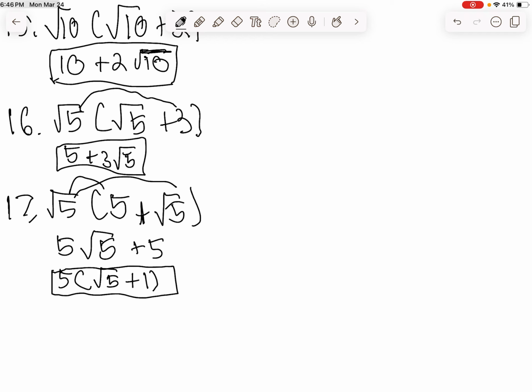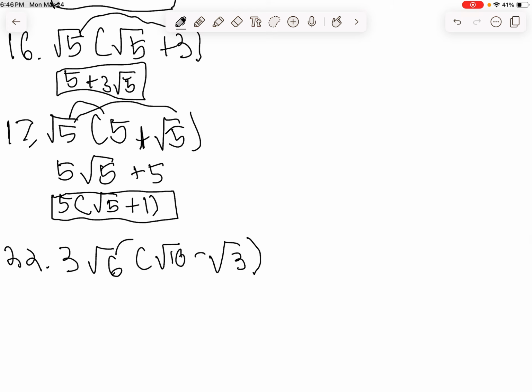22 is a tough one, because in all the other ones we had the same bases and they just canceled out. This one, sadly, we don't get to do that. So we have 3 times the square root of 6, parentheses, square root of 10 minus square root of 3. Since we have 2 square roots multiplied by each other, we just multiply them like nothing happened. So you have 3 times the square root of 60 minus 3 square root of 18.